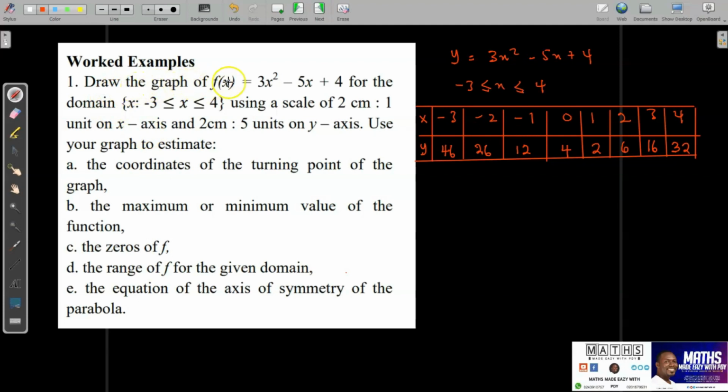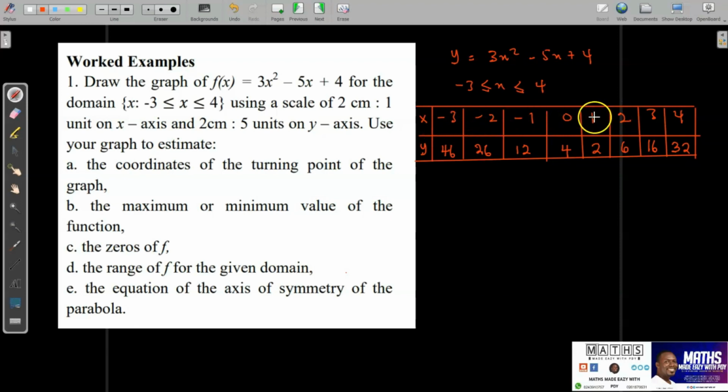So, draw the graph of f of x for the domain using a scale of 2 centimeters to 1 unit on the x-axis and 2 centimeters to 5 units on the y-axis. Use your graph to estimate. So as I said, we are not going to answer these questions, but we are just going to limit ourselves to drawing the graph, just drawing the graph.